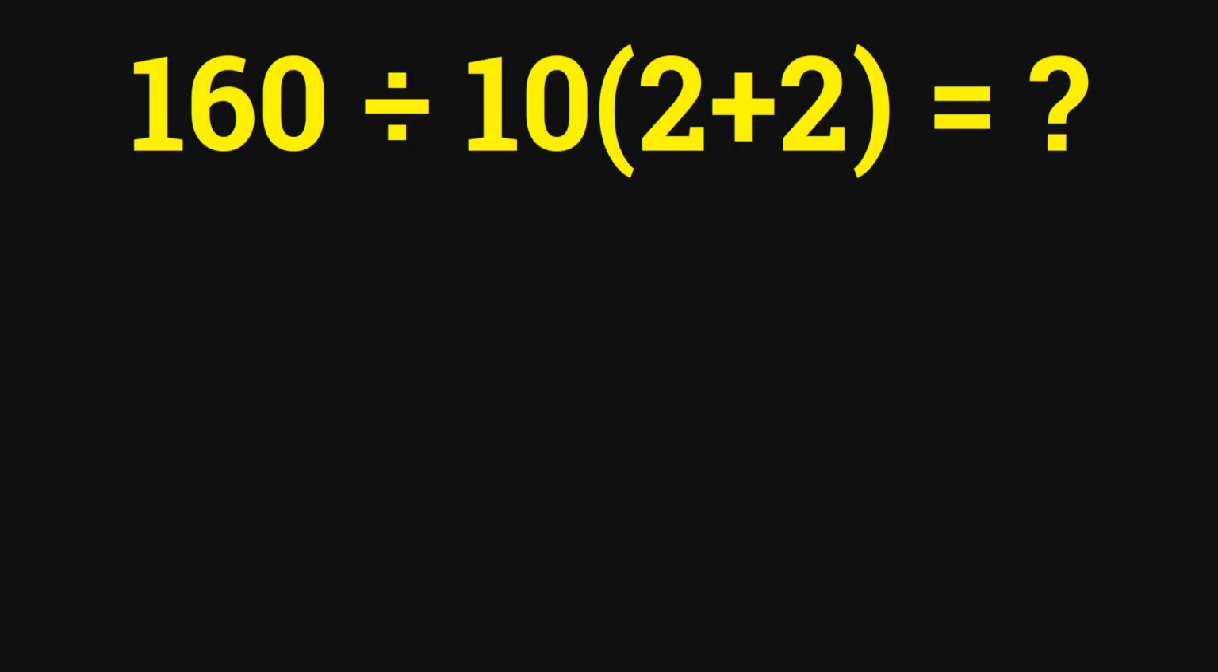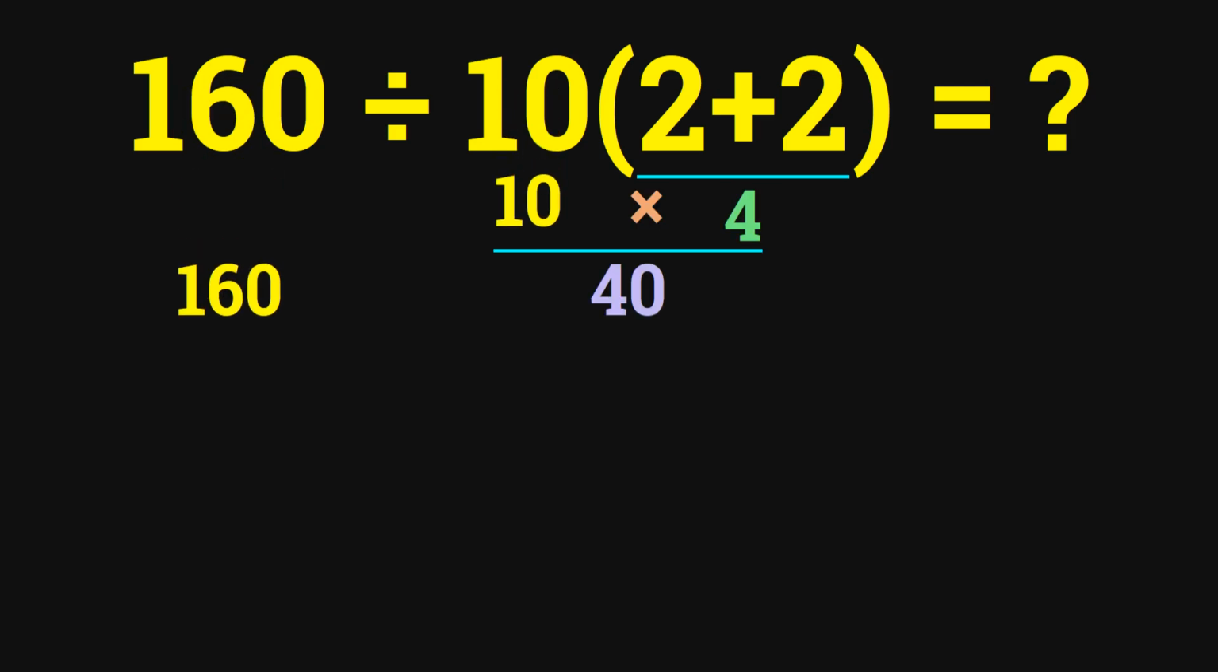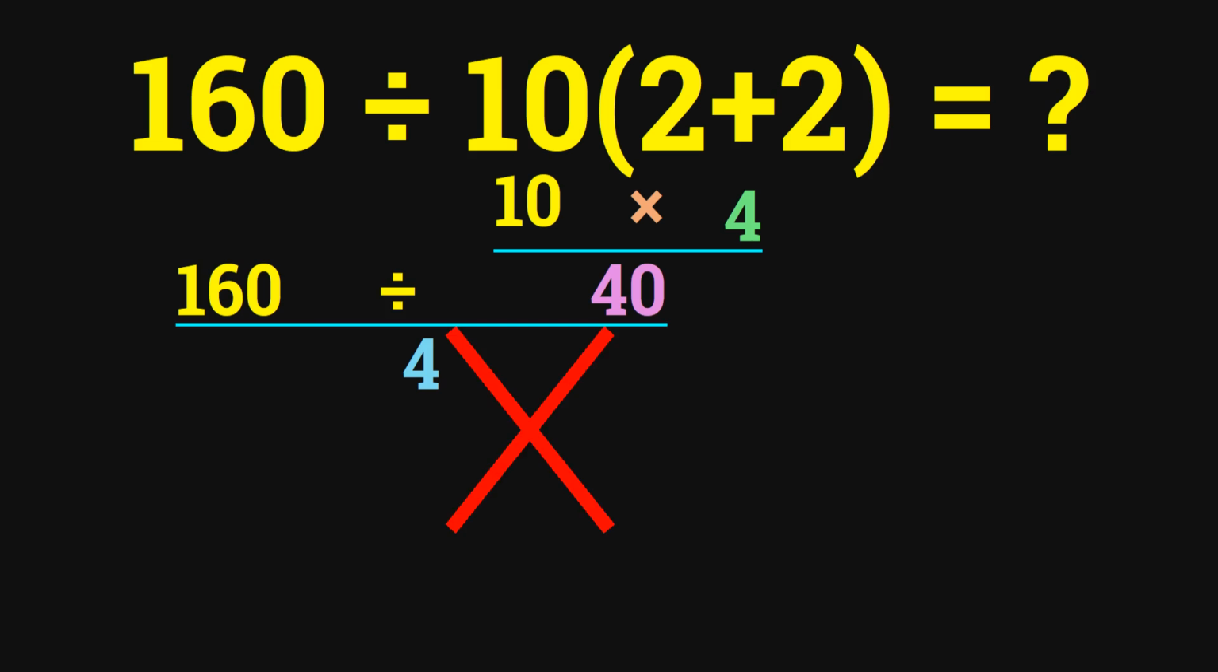2 plus 2 gives us 4. 10 times 4 equals 40. Drop down 160 and divide it by 40. This gives us 4. But this solution is wrong and this answer is not correct.